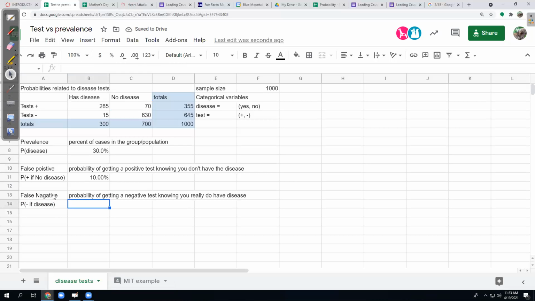All right, so false negative. Test came out negative, but it was wrong, right there. Negative test, here's all of them. These are wrong, those are right. So the 630, those are true negatives. That's a good thing to see. This is false negative. 15 is my numerator. The knowledge, though, that I really do have it is then everybody that has the disease. So it'd be the 15 out of the 300 here. So again, 5%.